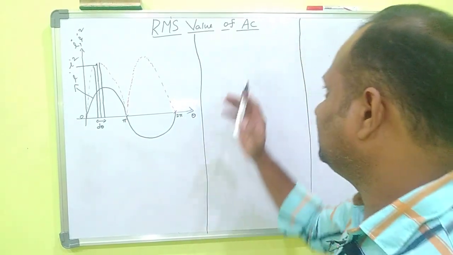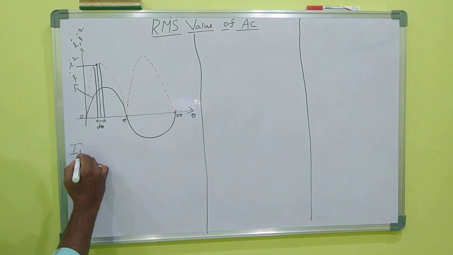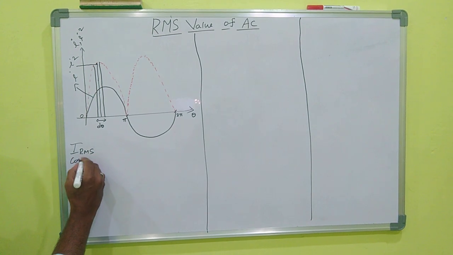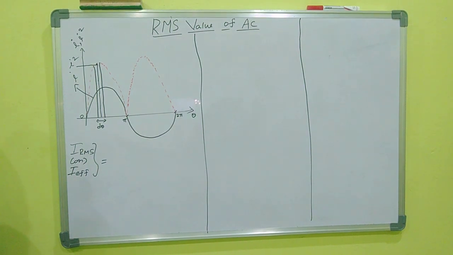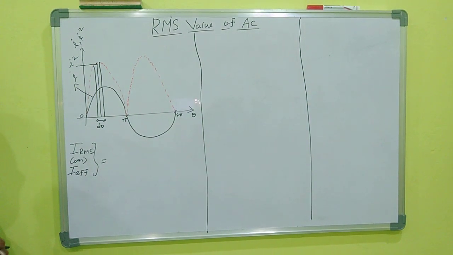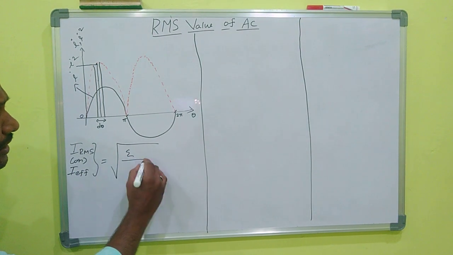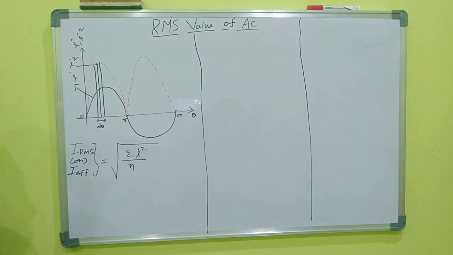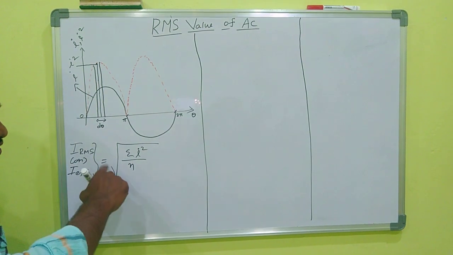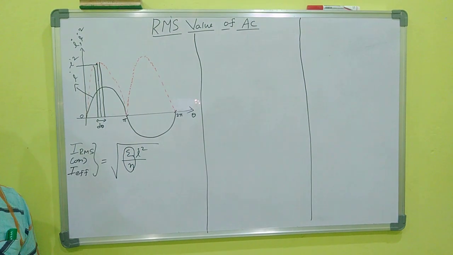What is the RMS value of AC? The RMS value of alternating current, denoted by IRMS or I effective, is defined as the square root of the mean of all the squared current over one complete cycle.